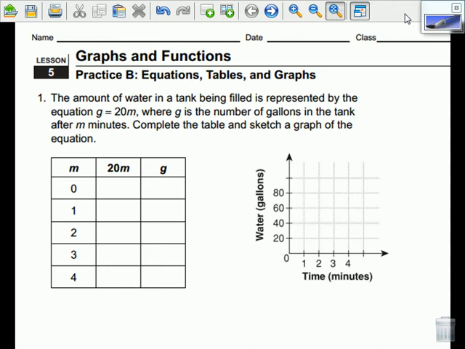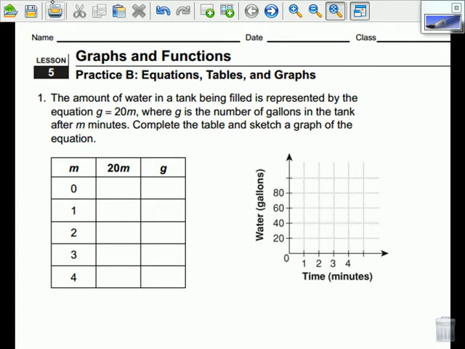Lesson 2.5 is graphs and functions, and we're going to put together equations, tables, and graphs. So we're going to end up doing all three of these items within one problem. The amount of water in a tank being filled is represented by the equation G equals 20m. G is the number of gallons in the tank after m minutes. Complete the table and sketch a graph of the equation.